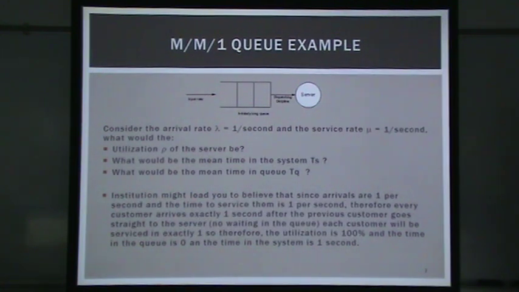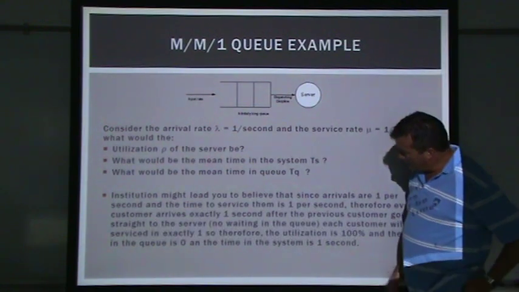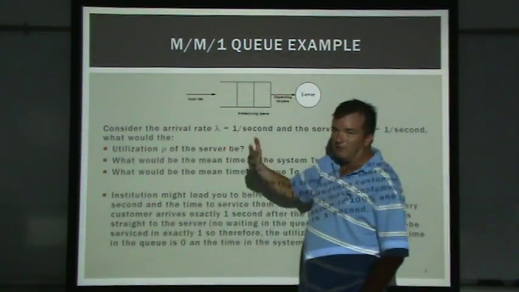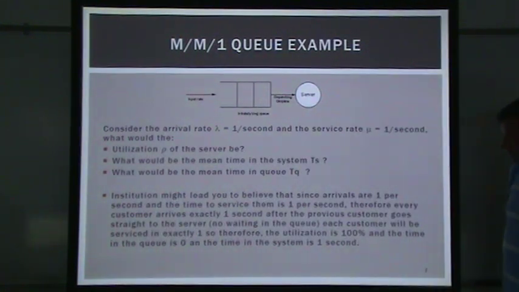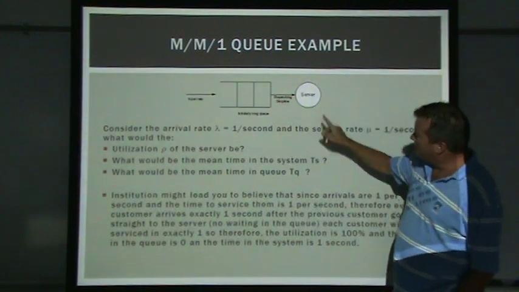So let's see what we write here. Intuition might lead you to believe that since the arrivals are 1 per second, and the service is 1 per second, every arrival is served in exactly 1 second, and the previous customer leaves when the new one comes in. So you might think that the queue is of size 0. But if you think about it, it really depends on these letters up here. They could cause the queue to increase in size and decrease in size. But what about the utilization?